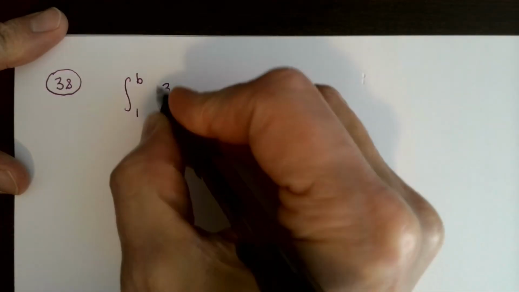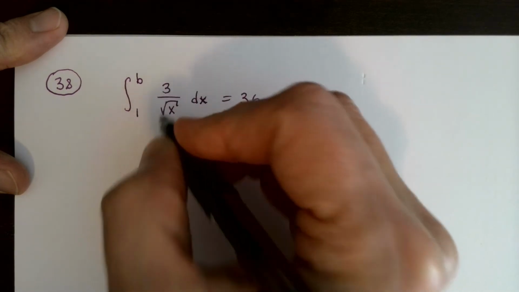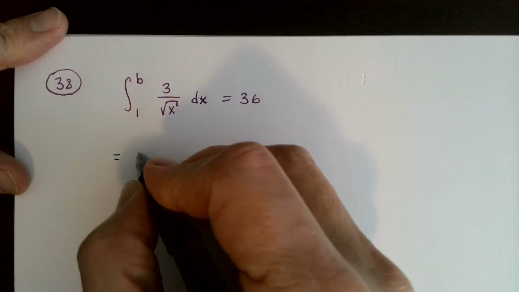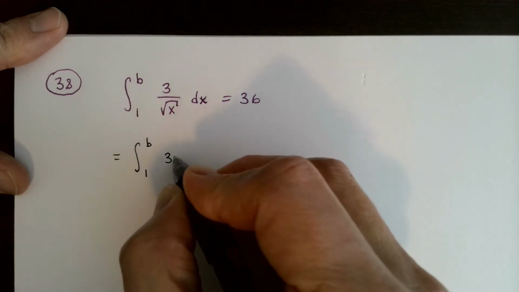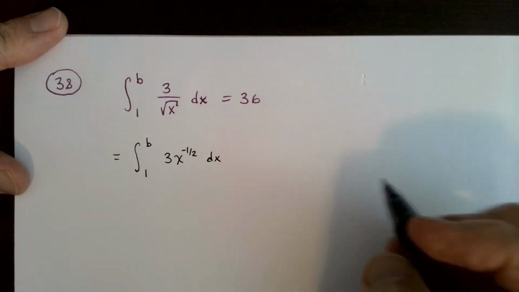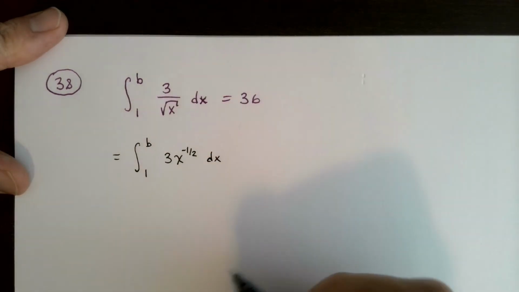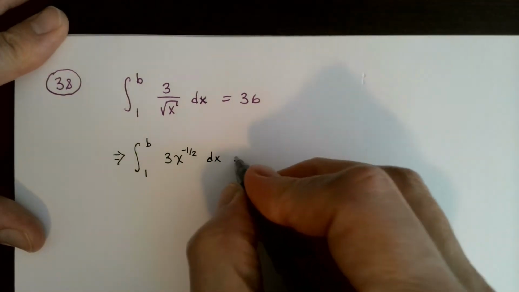Notice I would want to rewrite this function that I'm integrating in order to find the antiderivative. I would want to write this as the integral from 1 to b of 3 times x to the negative 1/2 power. So let's just look at this definite integral and then we'll set it equal to 36. So what will this definite integral be?